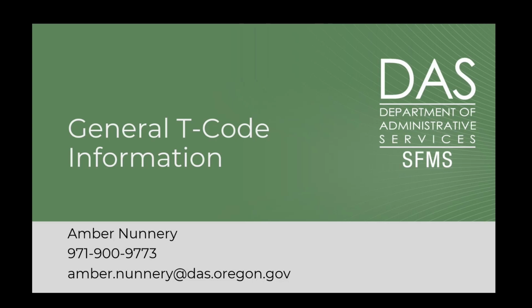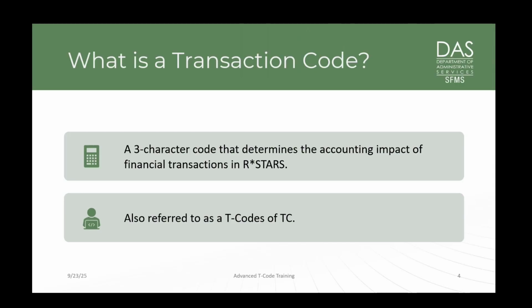I'm the SFMS trainer, and I get to talk to you just about some general T-code information this morning first. So, what is a transaction code? Well, a transaction code is a 3-character code that determines the accounting impact of financial transactions in R-stars. They're also referred to as T-codes, or you might see them in our writing as just the words TC.